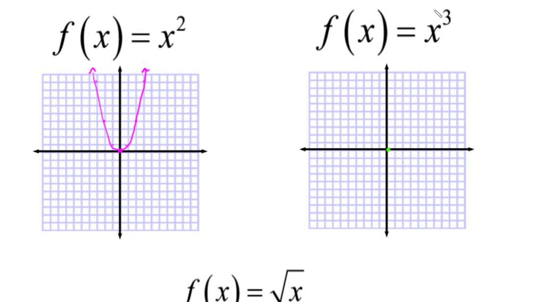So start plugging in values. Plug in 0, you get 0. Plug in 1 and you get 1, and plug in 2 and you get 8. Plug in -1 and you get -1. Plug in -2 and you get -8. And what it creates is this interesting curve.